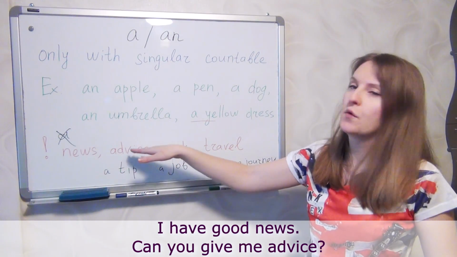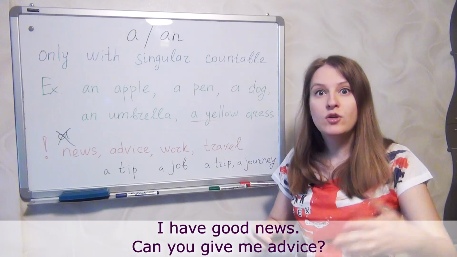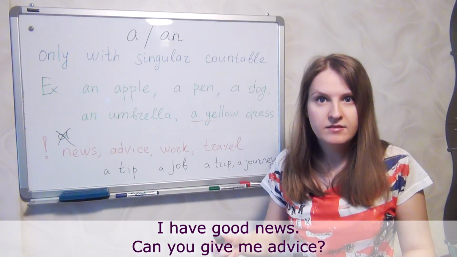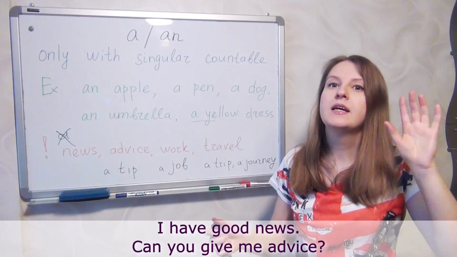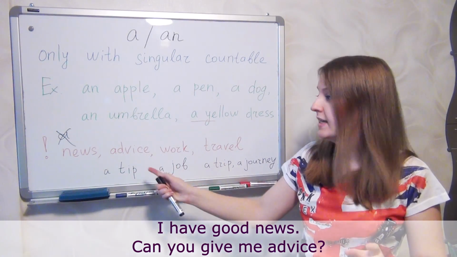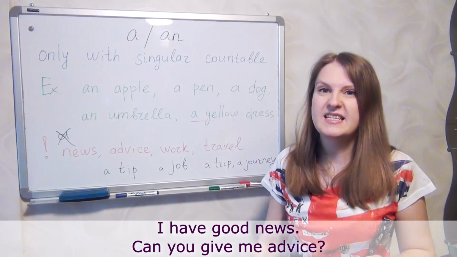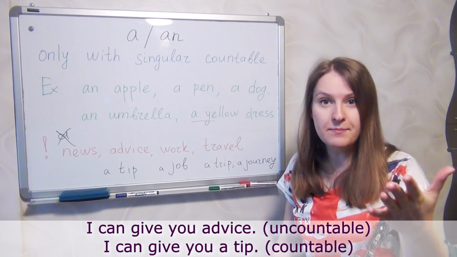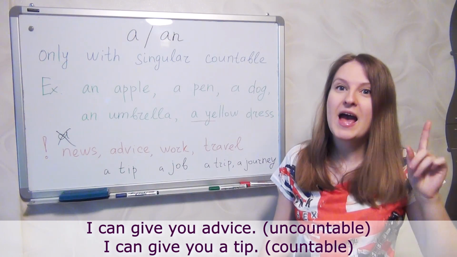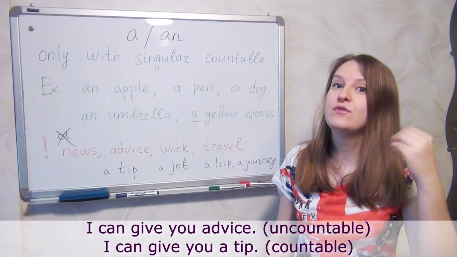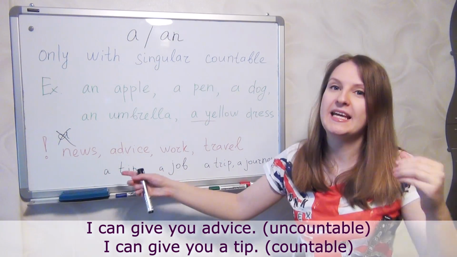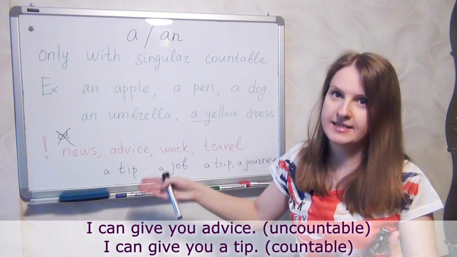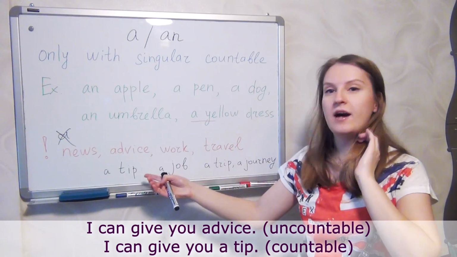The same goes for advice. Can you give me advice? Not, can you give me an advice. Can you give me advice? Here there is a synonym, a tip, and it is countable. So I can give you a tip, but I can't give you an advice. I can give you advice, and I can give you a tip. Advice, a tip. Uncountable, countable.